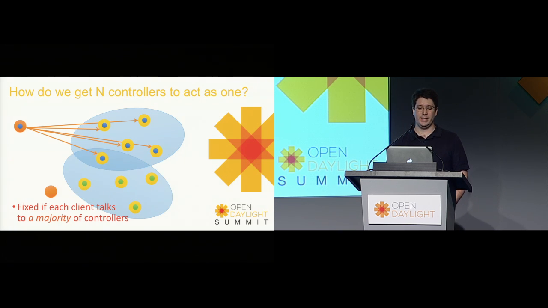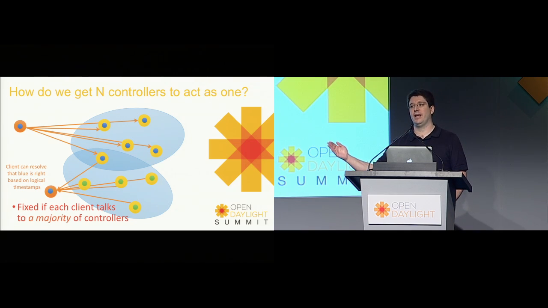The great part is that if the second client also picks a majority, by definition, those 2 majorities will overlap at least one node. So when it asks the question, what is the state of the network, it will get back 5 answers, one of which is the correct answer. And because we are going to use logical timestamps inside of this, we actually know which one is right. So we have data that says the blue thing happened after the green thing, so we can actually say blue is the right answer, and we know about it.